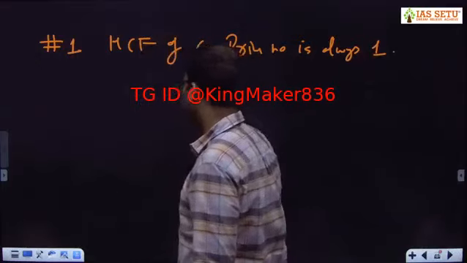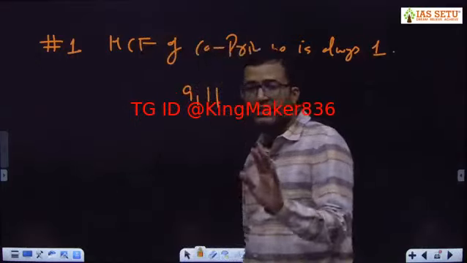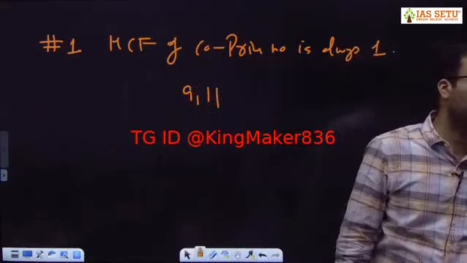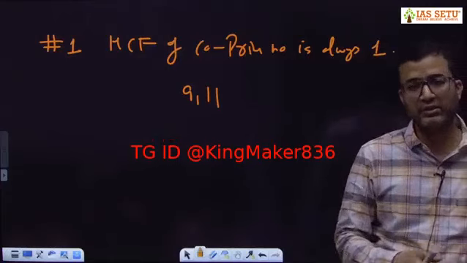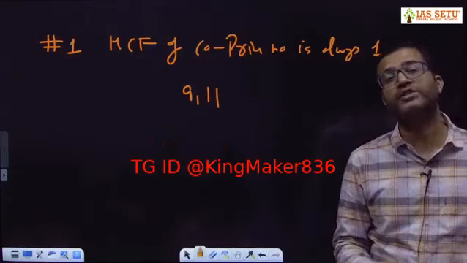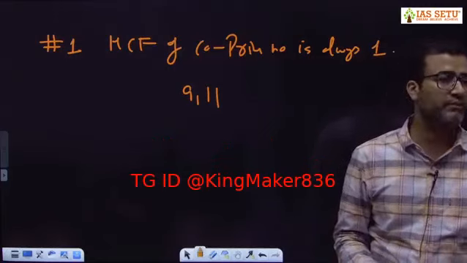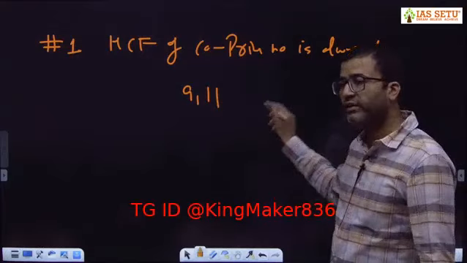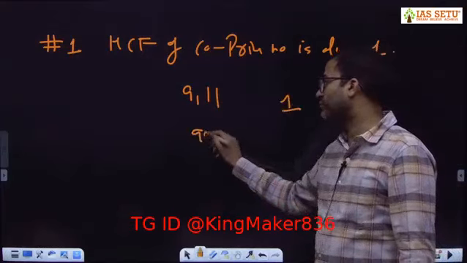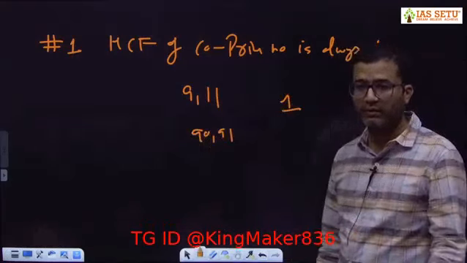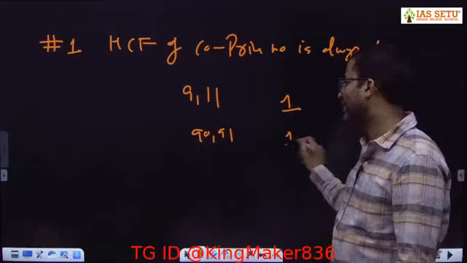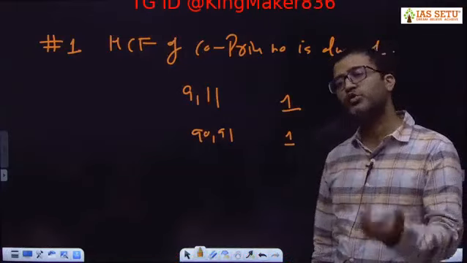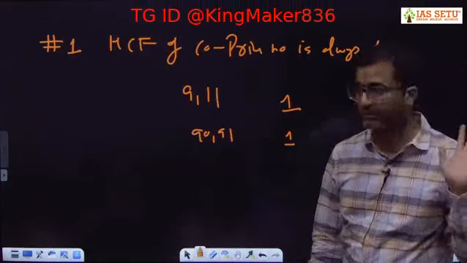Like for example 9 and 11. If there are 10 examples, I guarantee 1 or 2 examples will be such that the given numbers are co-prime. You have to be fast. So why calculate HCF for each and every question? If your given numbers are co-prime, directly conclude HCF is 1. So what is HCF of 9 and 11? 1. What is HCF of 90 and 91? 1, because 90 and 91 are two consecutive natural numbers, and two consecutive natural numbers are always co-prime.